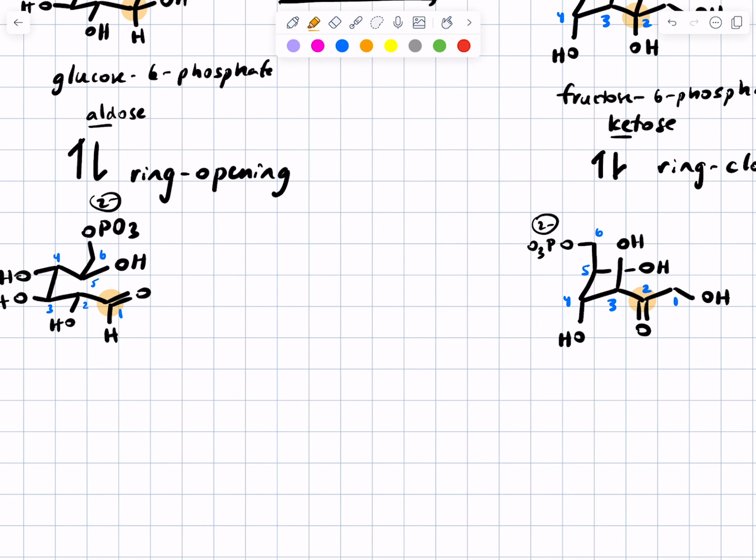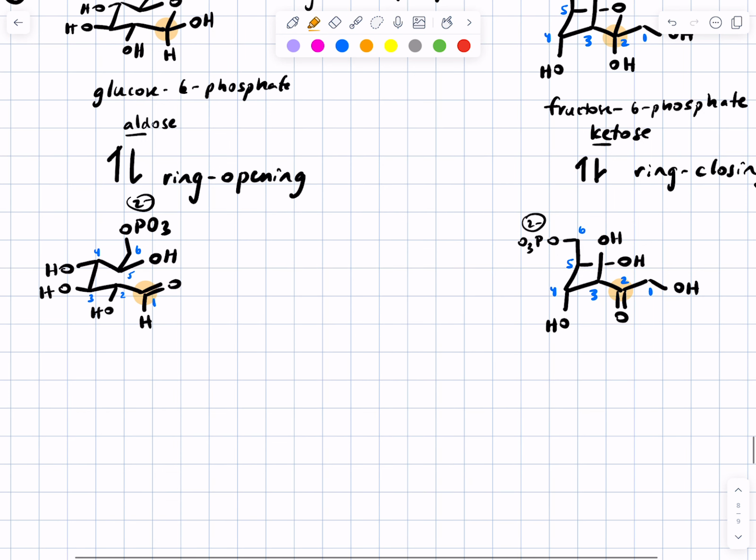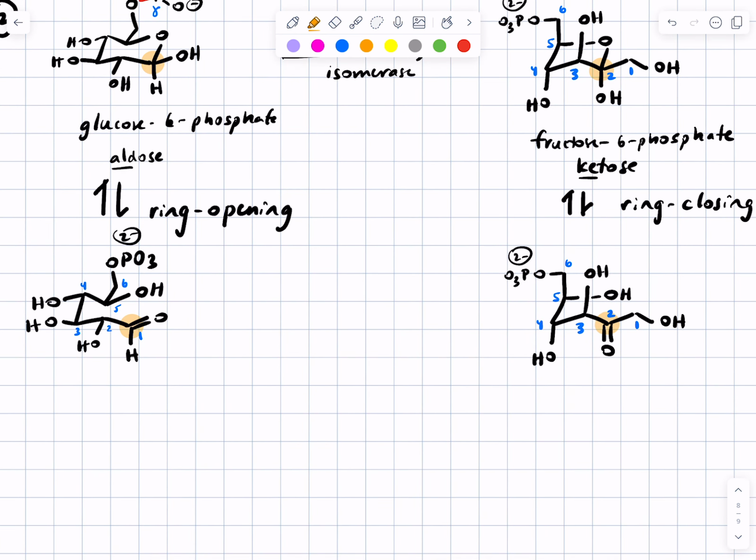So we need to somehow connect the dots from this aldehyde to this ketone. And you might look at that and say, well, it looks like we need to reduce the aldehyde to an alcohol and then oxidize the C2 OH group to a ketone. That's a decent strategy and a decent hypothesis, but actually nature doesn't need to do that. You can do this without redox chemistry at all.